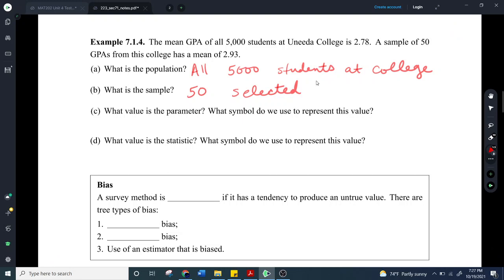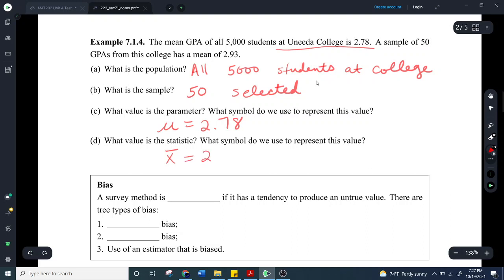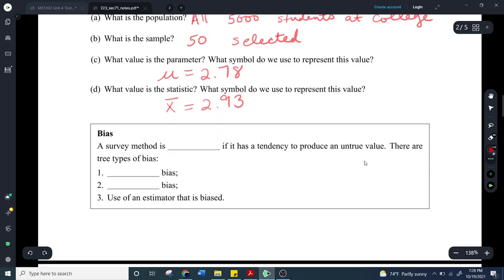What value is the parameter? So the parameter would be the mean for the entire population. Now, this is another example where we do know the population parameter because I have access to everybody's GPAs at the college. So the population parameter in this case is the mean for the entire population. And so that was the GPA for all students was 2.78. So that would be mu in this case would be 2.78 because it's the mean for the entire population. And then the statistic, of course, is the mean for my sample. So I'm going to use X bar. And so the mean for my sample was 2.93. So make sure you're comfortable with making those distinctions.